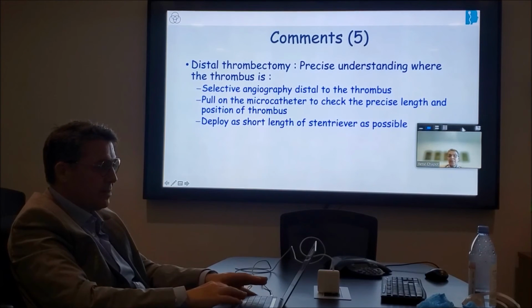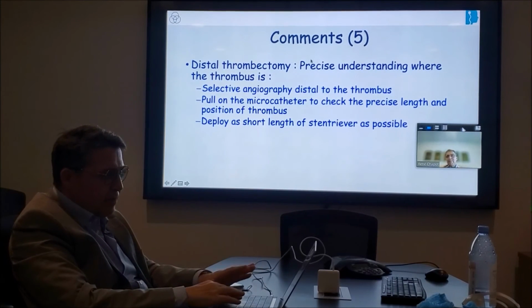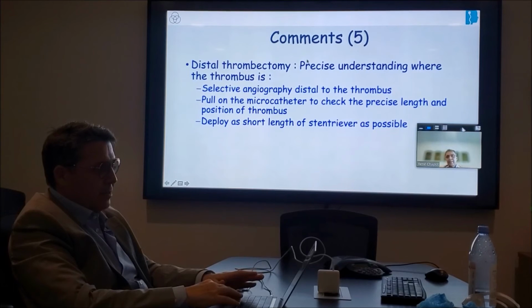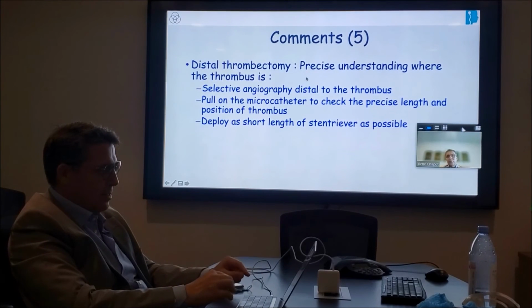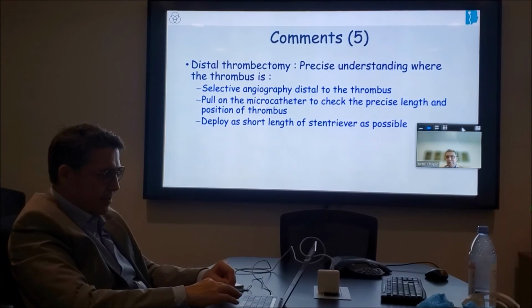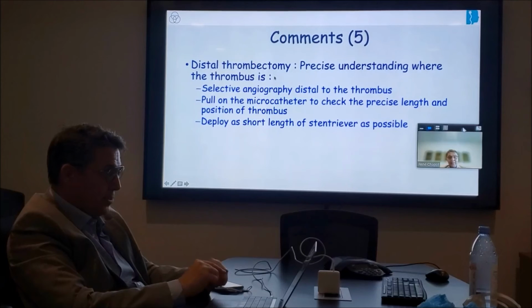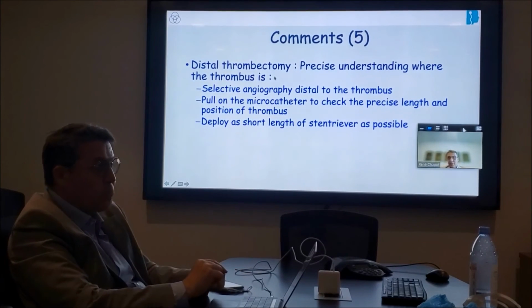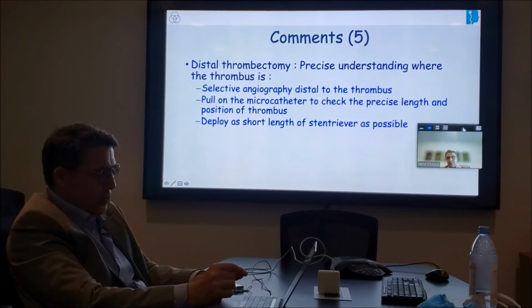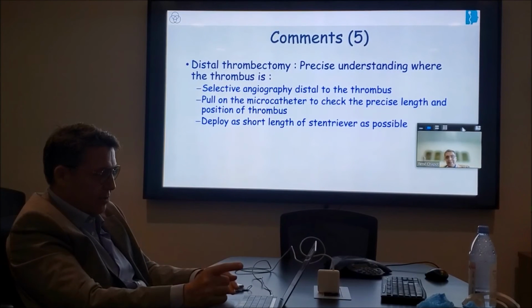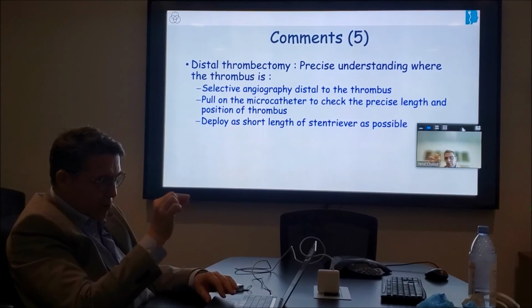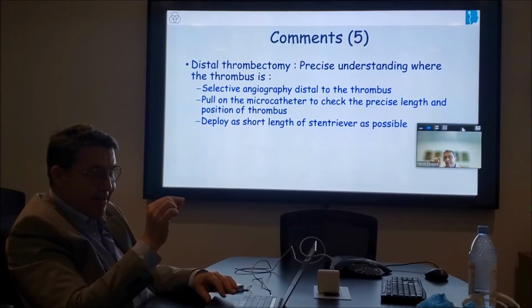Okay, other comments, and maybe very important. If you go into distal, you must be very precise. To be very precise, you must know exactly where the clot is, which means once you pass the clot, or you presume to pass a clot, you must do an angiography distal to the clot. And usually we pull on the clot. How do you know you're distal? You get blood flow back?